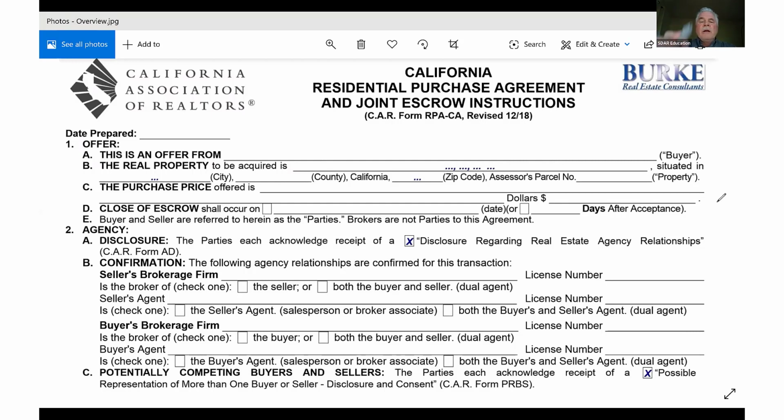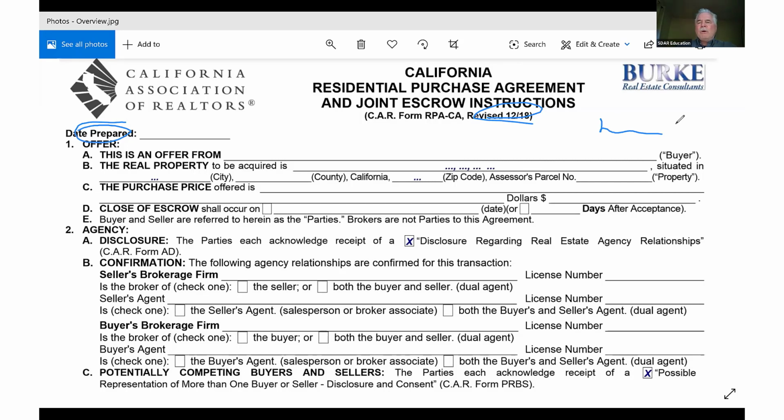All right, that being said, a couple things. One, I'm noting in here that I'm using the current form. It was revised in 12/18. Okay, all right, I'm going to live with it. It's going to be blue today. Okay, so first thing right off the bat that we're going to be doing is looking at our date prepared. Now, some of you will remember that language used to be over here, and it just said date.